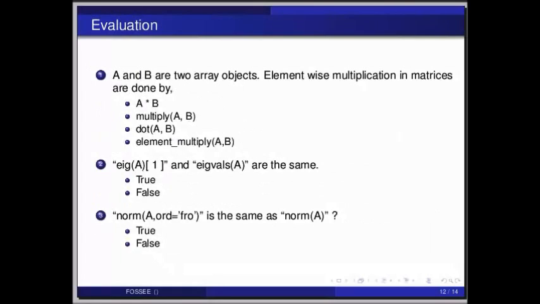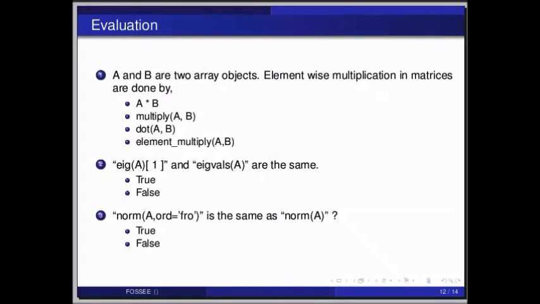Now here are some self-assessment questions for you to solve. First one, A and B are two array objects. Element-wise multiplication of matrices is done by option 1, A star B, second option multiply A comma B, third dot A comma B, and fourth one element_multiply A comma B. Then the second question is, eig A[0] and eigvals A are the same. Is it true or false?